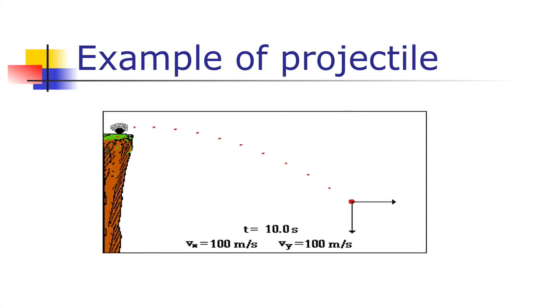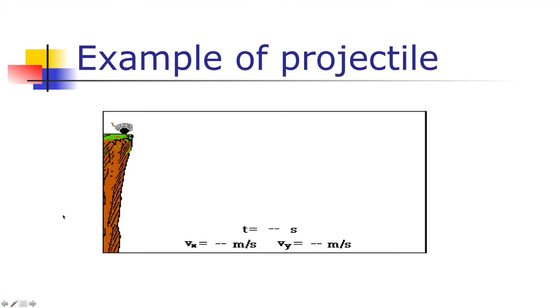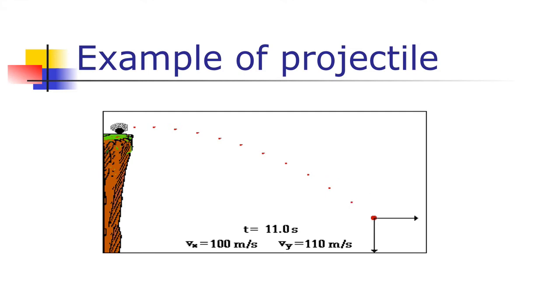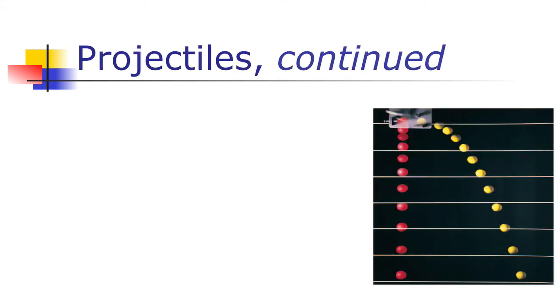So you may ask, how come an object has a velocity in the x and a velocity in the y direction? Yes, it has, because the object is not moving only in the falling direction, nor only in the horizontal direction. It's experiencing both of them. Okay, so that's what projectile motion means.